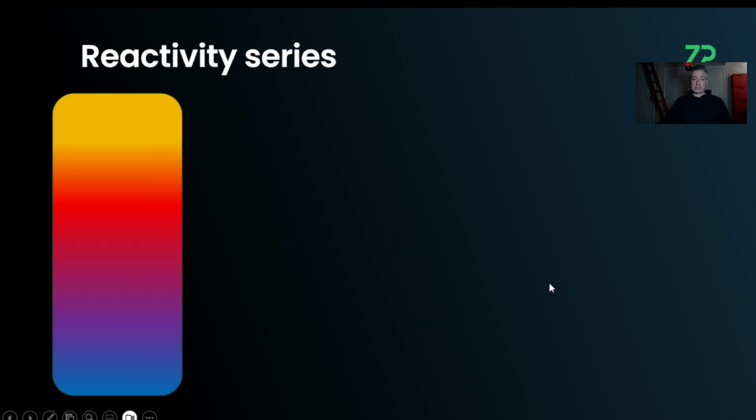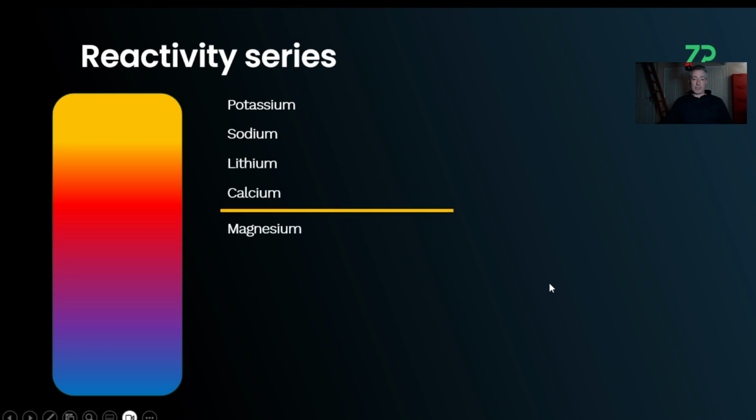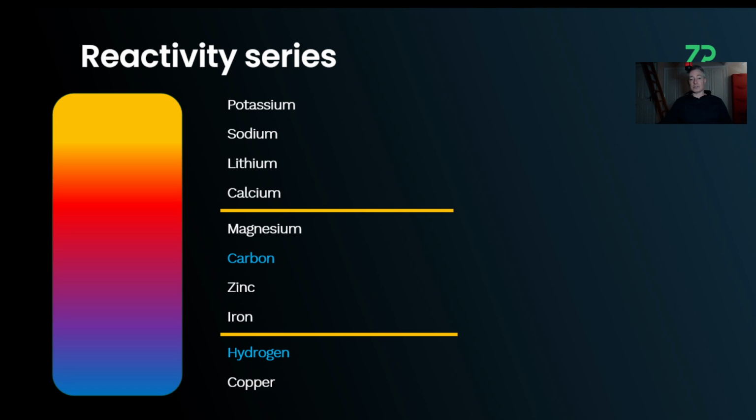So the reactivity series. Here we have a list of elements: potassium, sodium, lithium, calcium, magnesium. For reference, people like to include carbon, zinc, iron, and then we have the sort of least reactive. We have hydrogen and copper at the bottom, and the carbon and hydrogen are just for reference, so that chemists can say relative to carbon or relative to hydrogen.